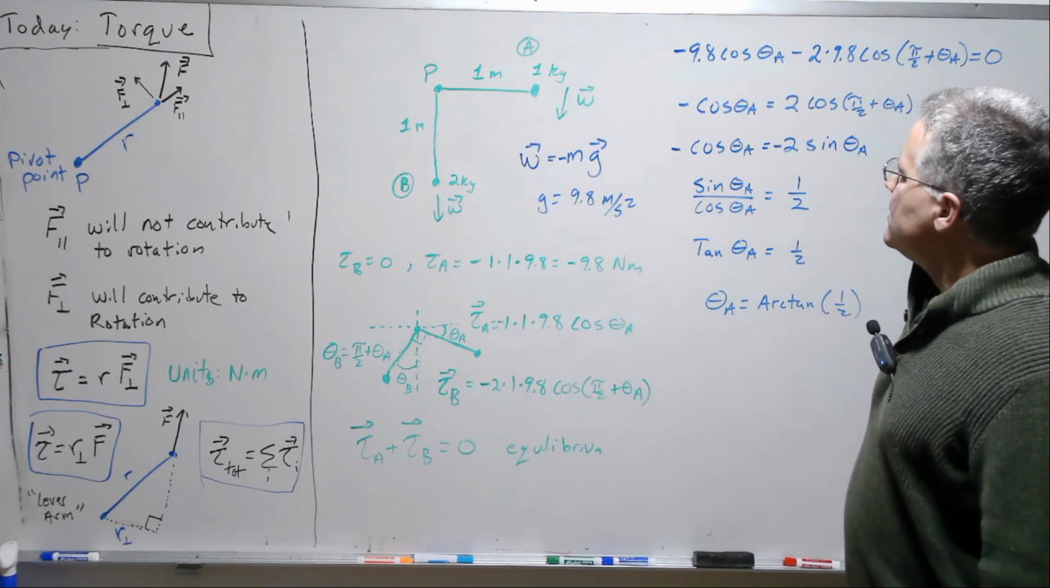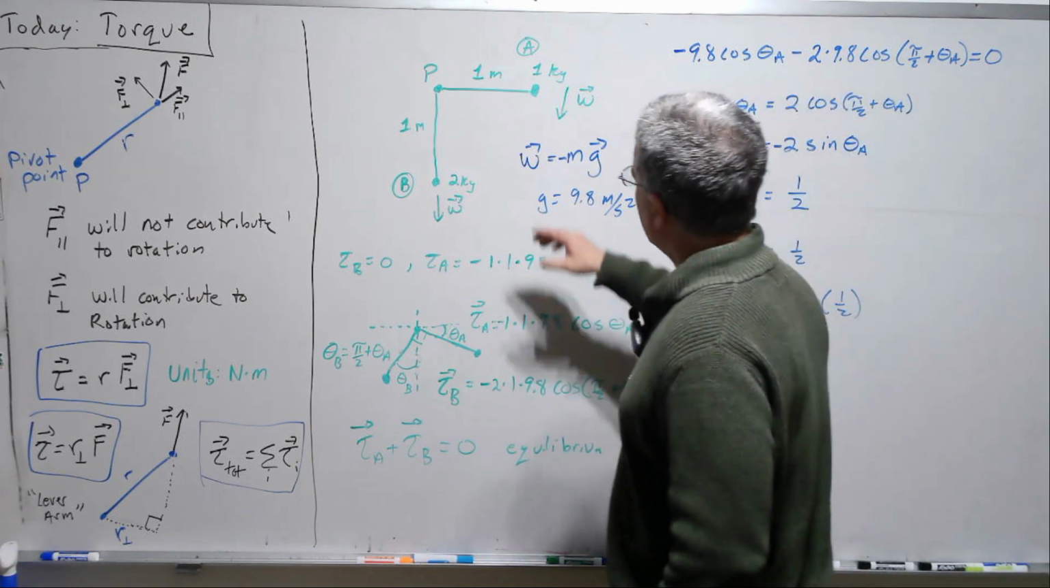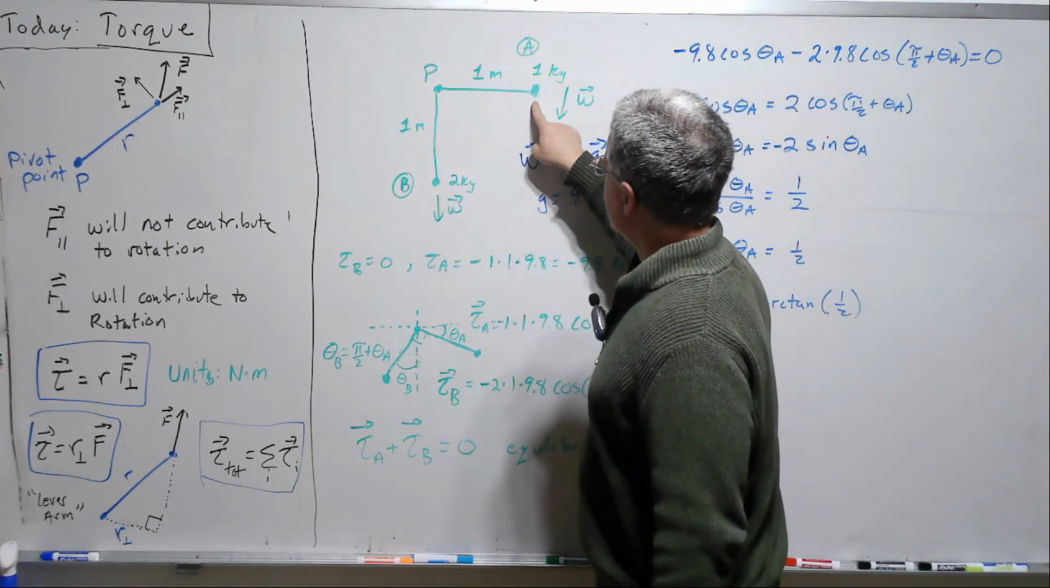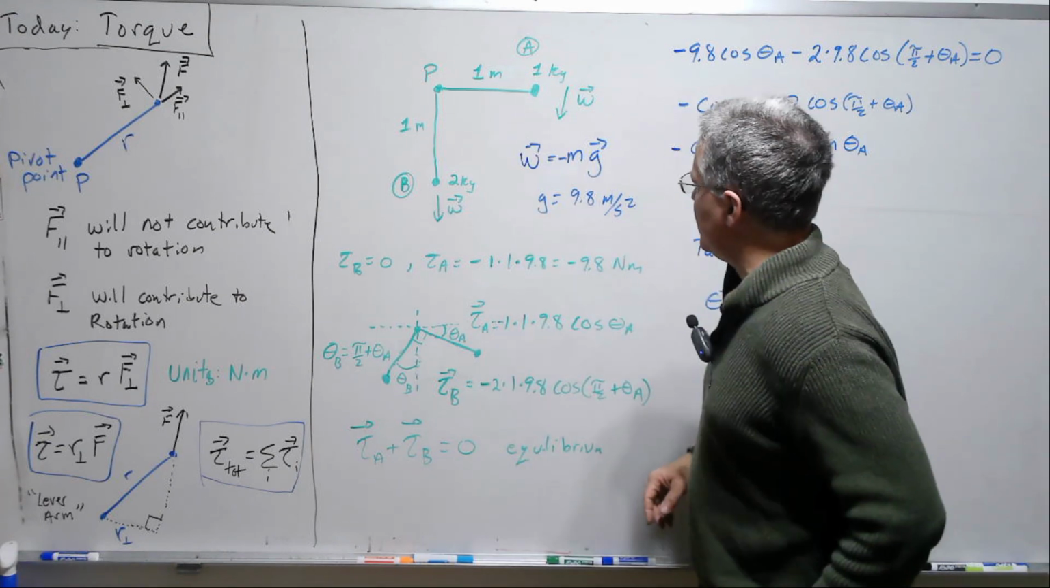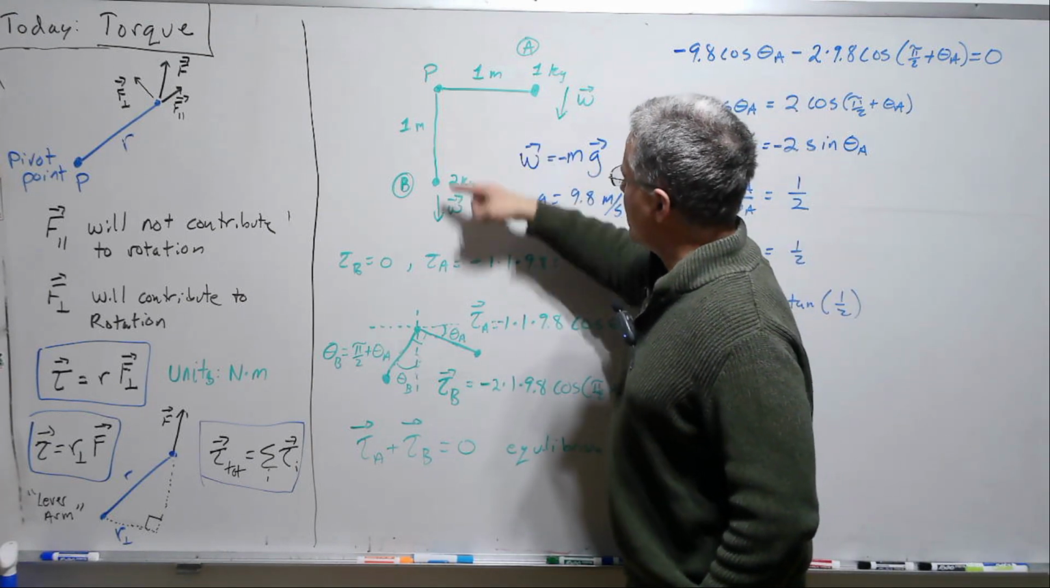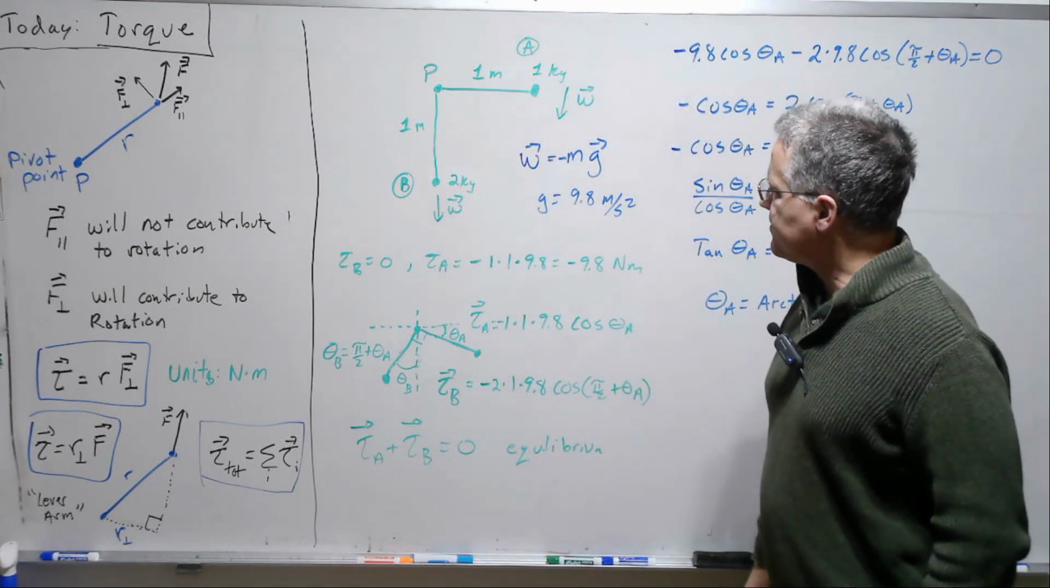Okay, so let's identify the torques. Let's label this mass A. It's 1 kilogram, 1 meter away, so numbers chosen just to be simple here. This is 1 meter away from the pivot point, and it is 2 kilograms.